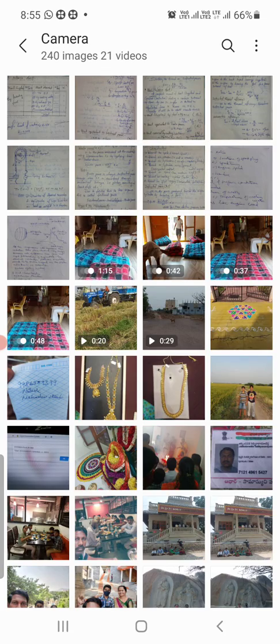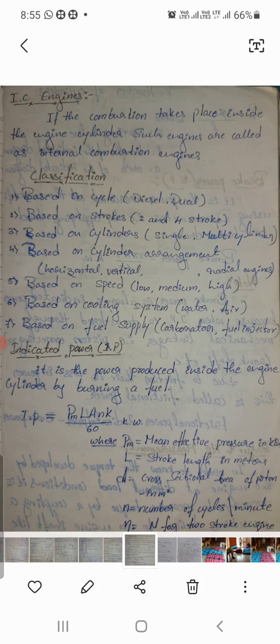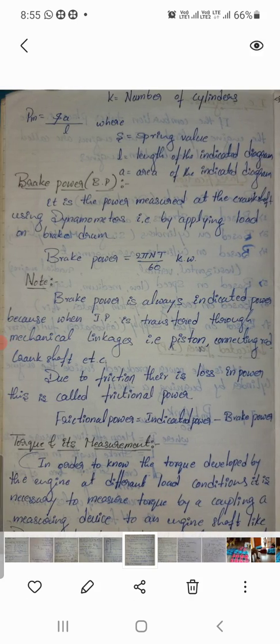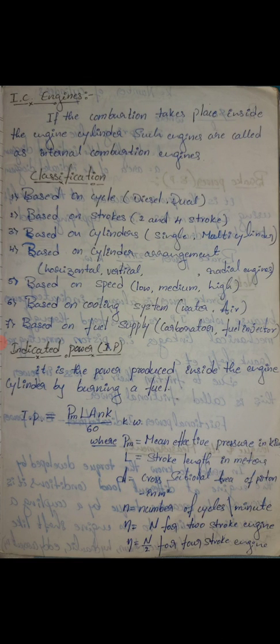So what are the performance parameters of IC engines? The first performance parameter is the indicated power. So what is indicated power? Indicated power is the power that is developed inside the cylinder. You can see here, it is the power developed inside the engine cylinder. How is the power developed inside the engine cylinder? By burning the air-fuel mixture.